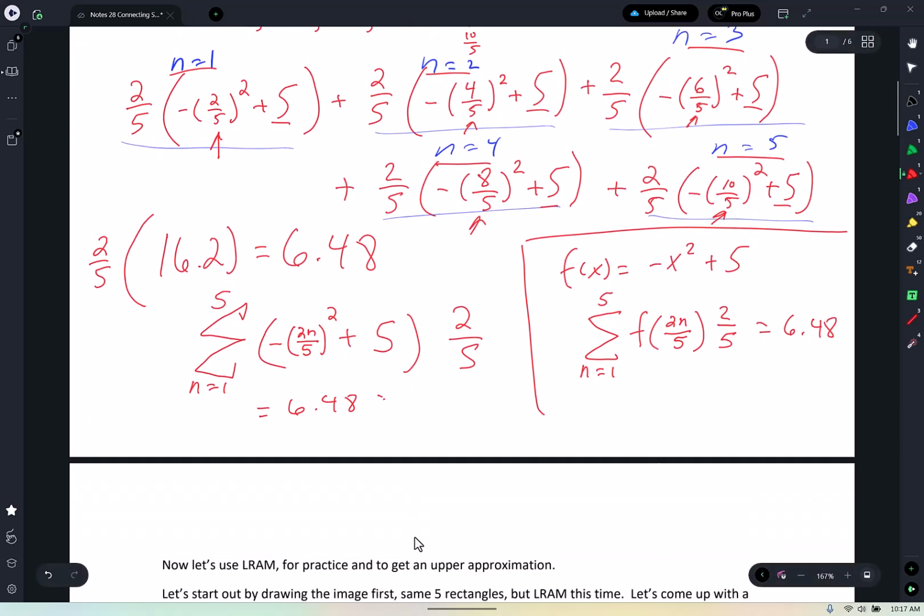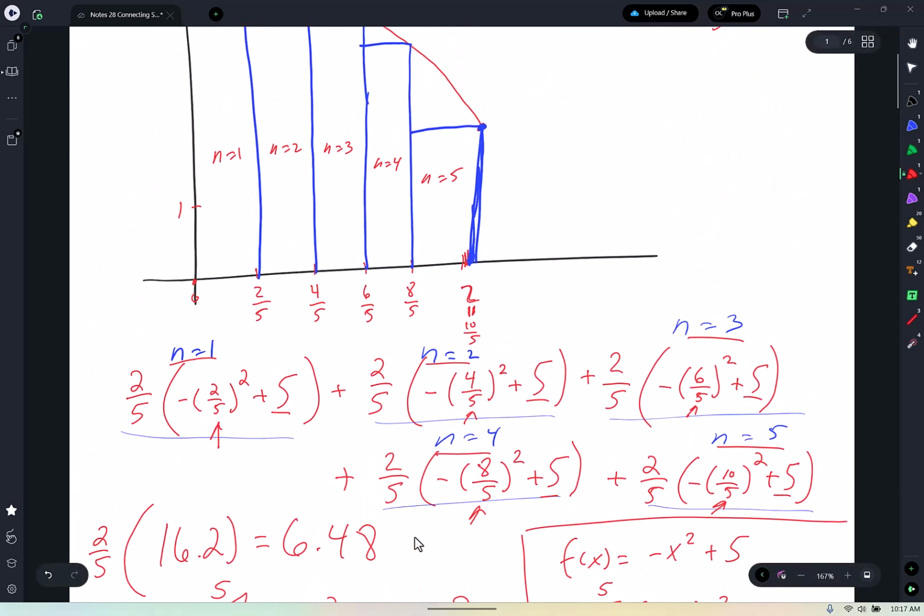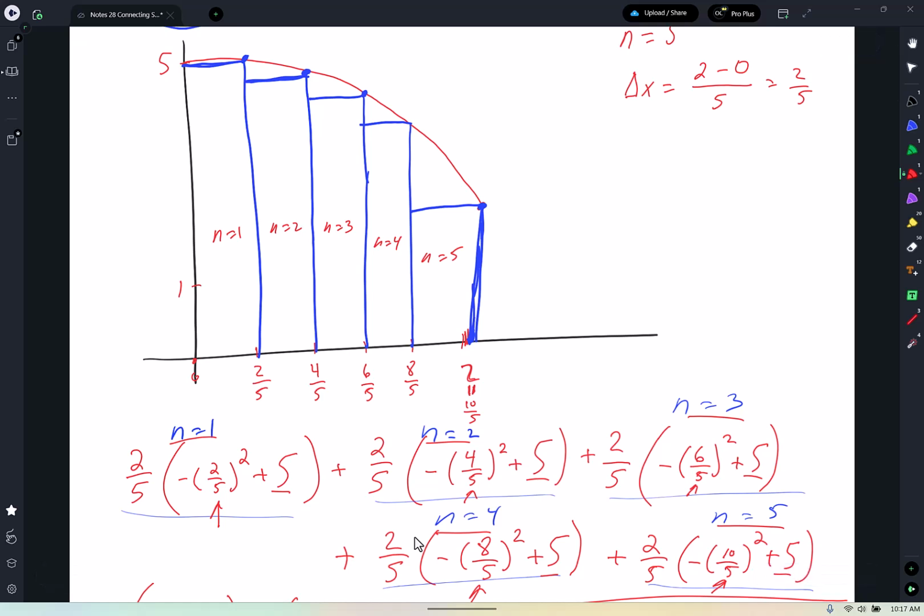Okay, see if you can leave. Oh, I didn't leave any room. Okay. I'll put it right here.